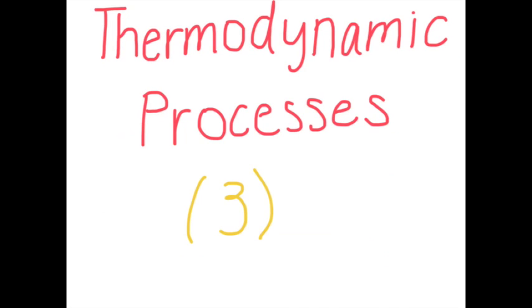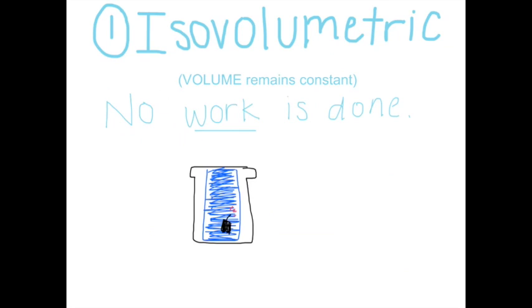Now that I've introduced the idea of energy transfer through heat and work, we're going to look at 3 thermodynamic processes. And just to note, these processes are very idealized. They rarely happen in the real world exactly as they will be described. But for the sake of making these calculations more simple, we're going to neglect either heat or work in each type of process. The first type of thermodynamic process is isovolumetric.